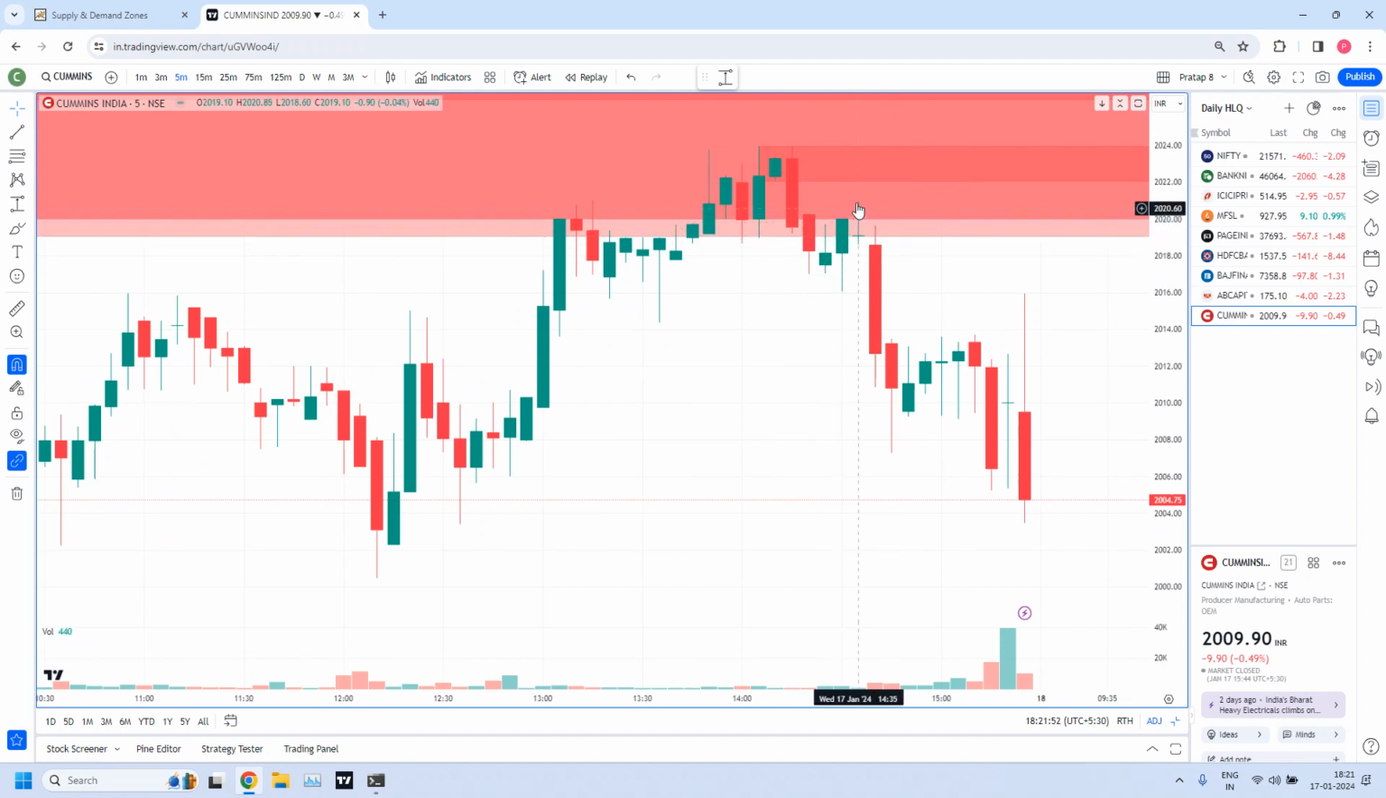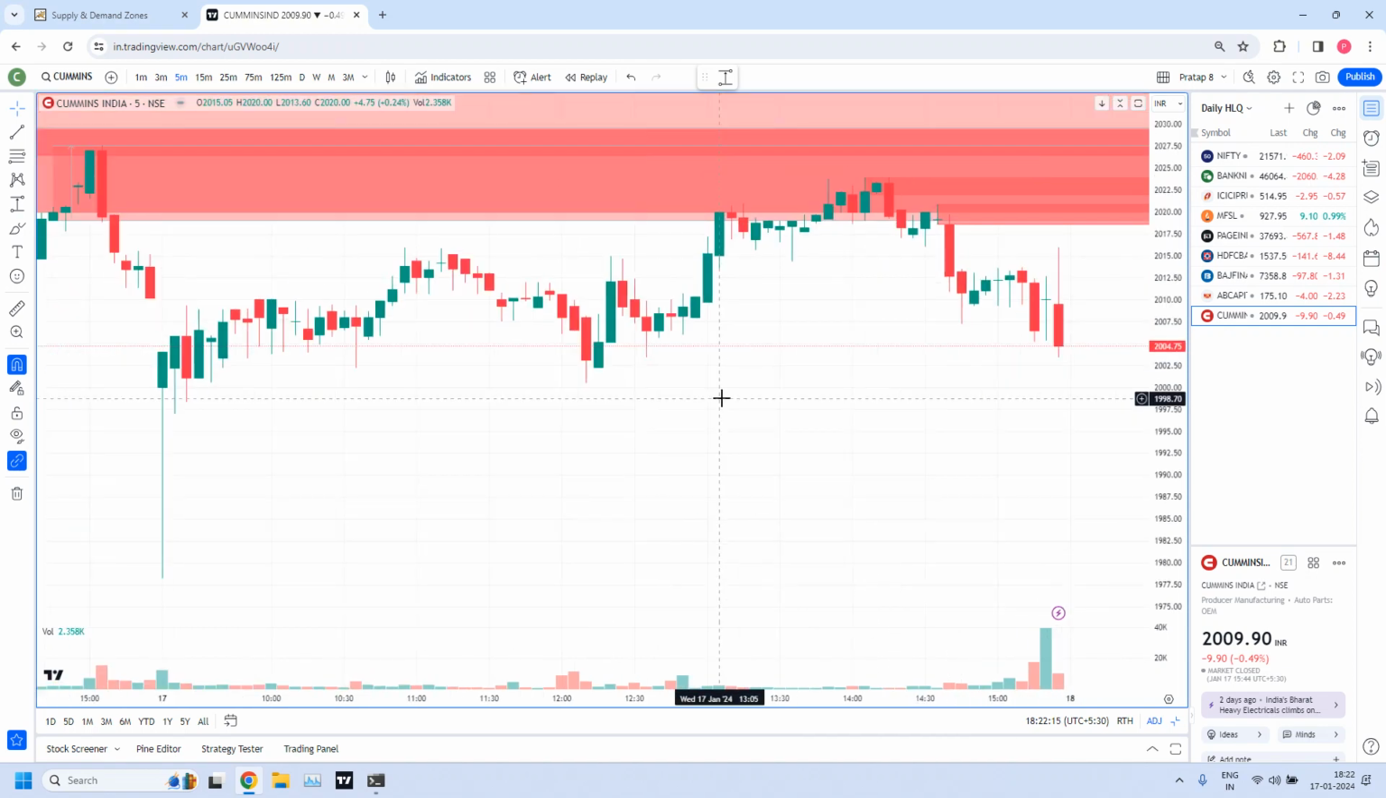If prices had retraced and entered, you would have taken a trade here. But prices went up and didn't reach this level. Then again they fell. Why did it fall? Again institutions created one more supply zone here. Again a rally based drop. So they created multiple 5-minute supplies and pushed the price down.